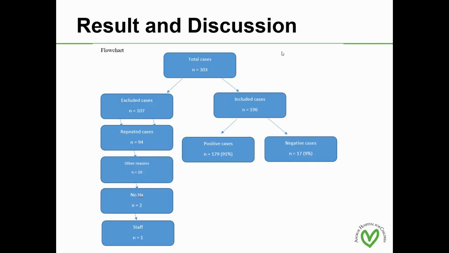So here is the flowchart. The total number of cases we collected was 303. Of these, we included only 196 cases, and positive cases in total were only 91 persons.